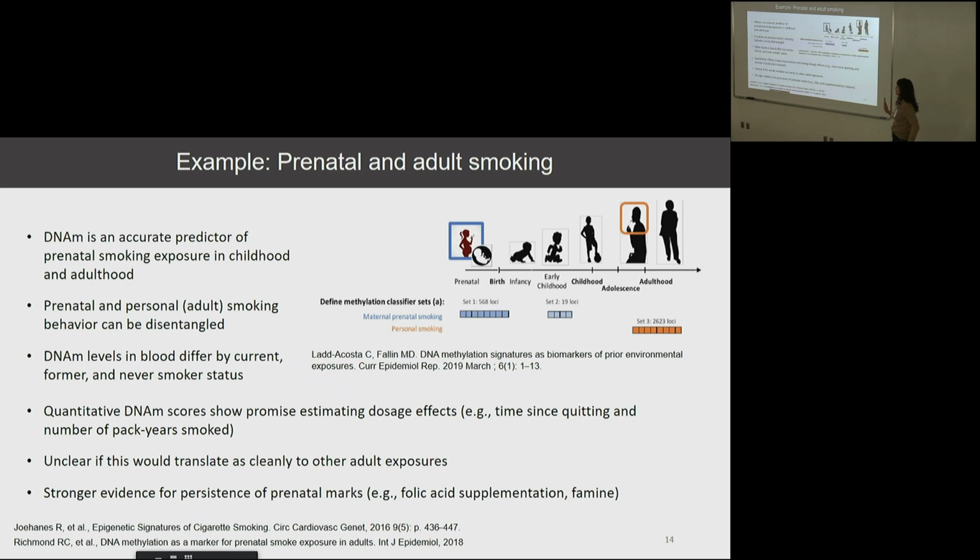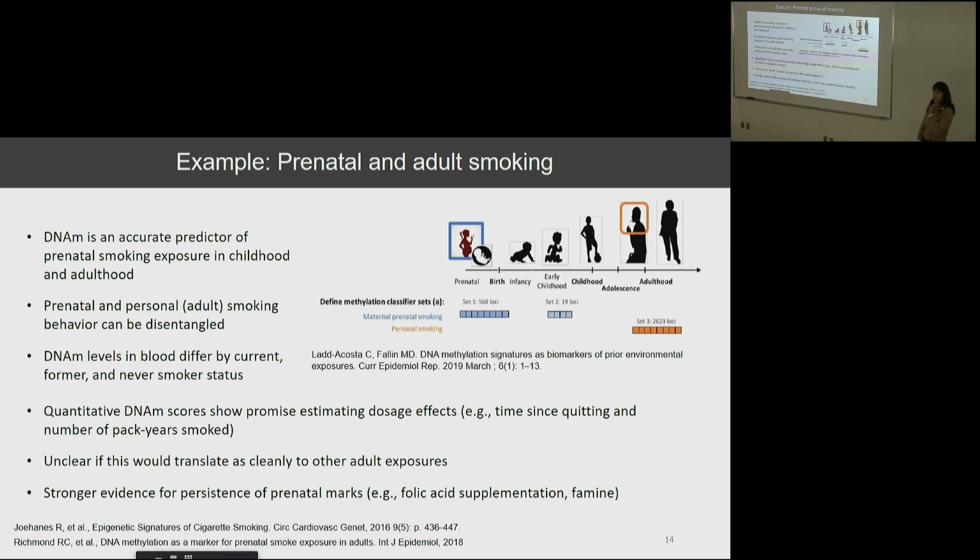Overall, from what I saw of where the literature currently is, there seems to be stronger evidence for persistence of prenatal marks than of marks laid down in adulthood. As an example, there was an RCT showing that folic acid supplementation in utero left marks that were still apparent 50 years later in individuals' blood. The same is true for famine. We know this from the Dutch Hunger Winter and the Quebec ice storm studies. So these are other areas where we see this strong persistence of prenatal marks.